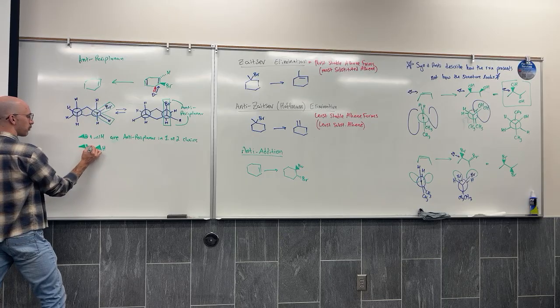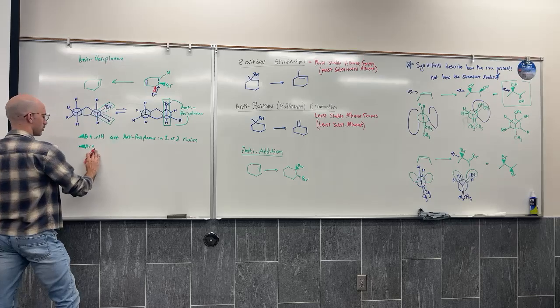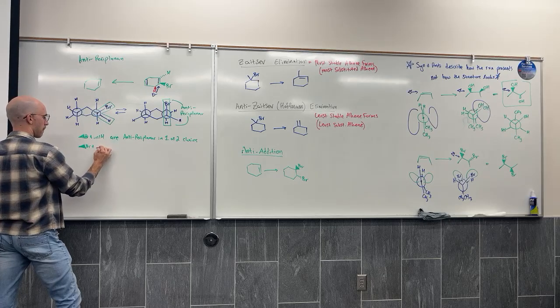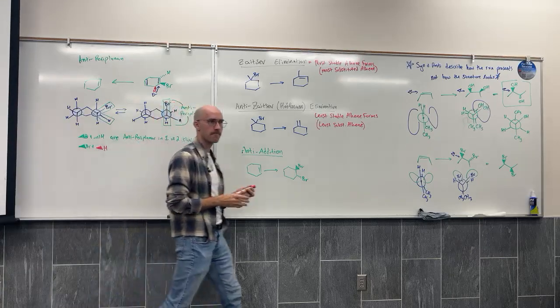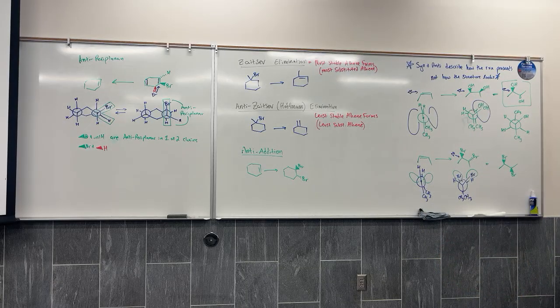Now, the wedged bromine and the wedged red hydrogen. Can you discuss amongst yourselves for 2 minutes and predict how many chair conformations these two will be anti-periplanar to each other in?